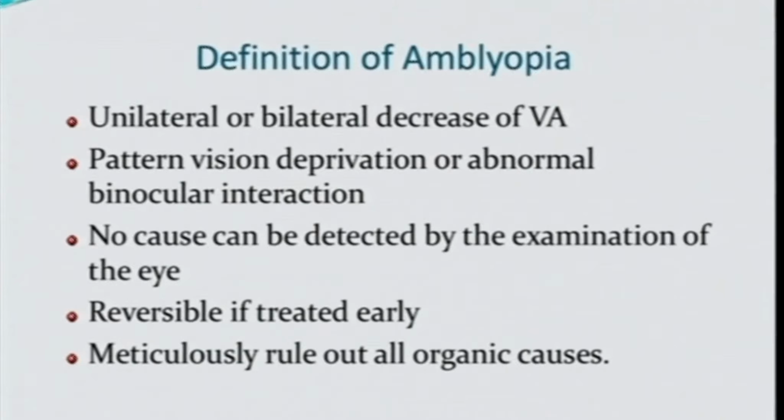So amblyopia by definition is a unilateral or bilateral decrease of visual acuity because of either pattern visual deprivation or abnormal binocular interaction, where no organic cause can be detected by examination of the eye. And if it's treated early, it is also reversible.